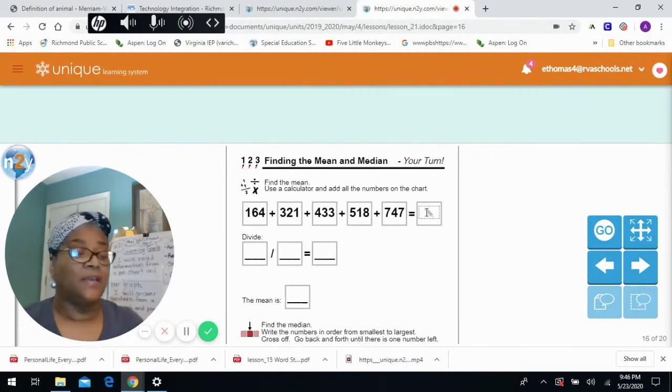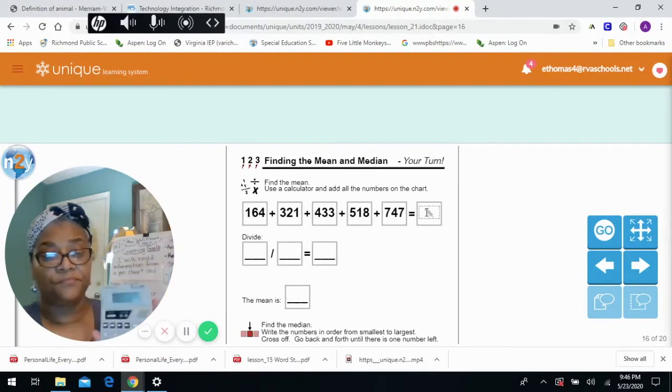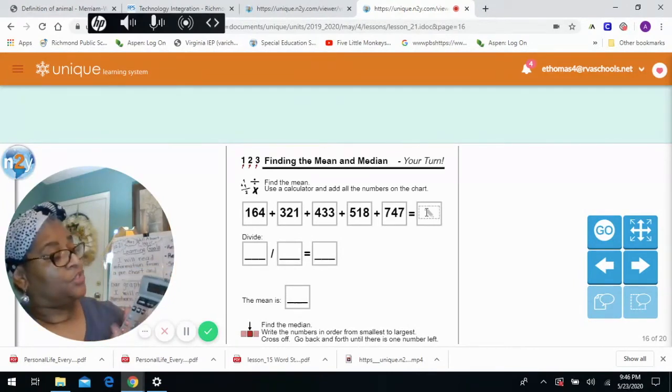All righty, so now we're going to have to add those. Let's get our calculator and turn it on. We'll put in 164 plus 321 plus 433 plus 518 plus 747 equals, okay?